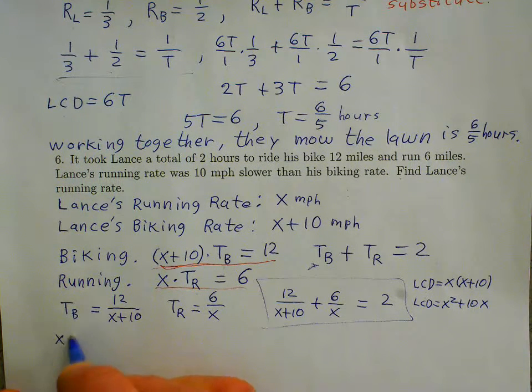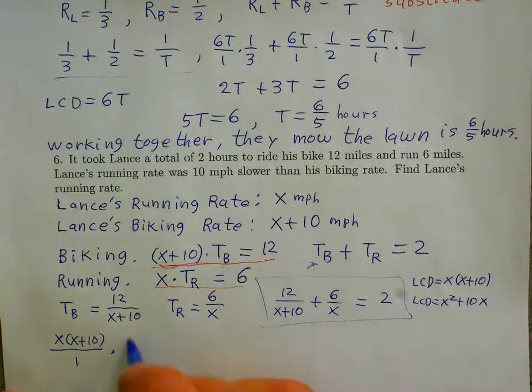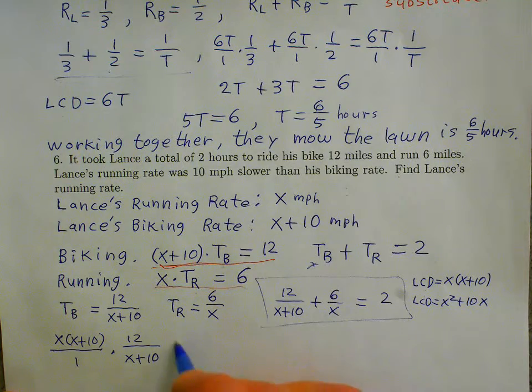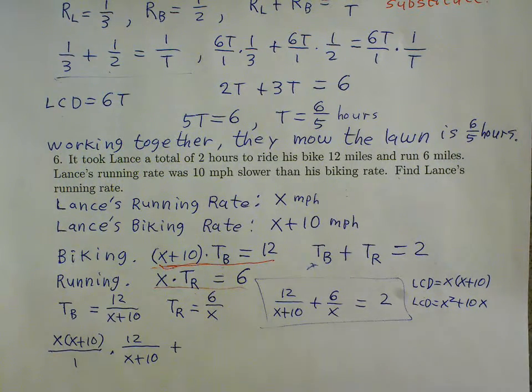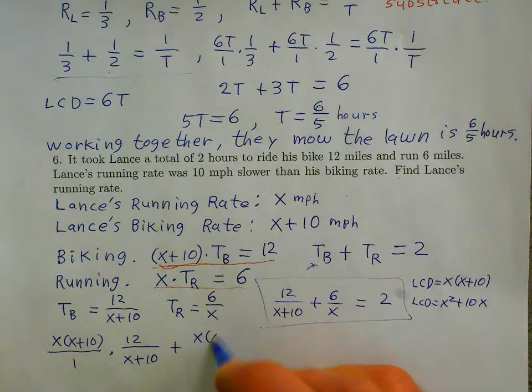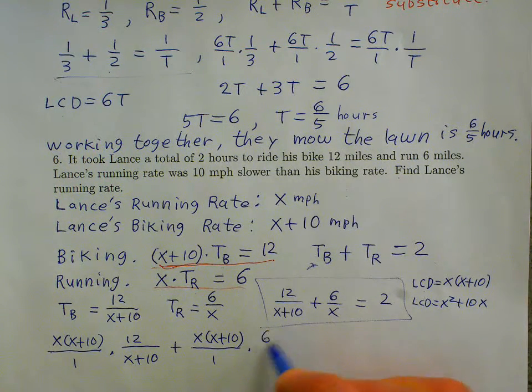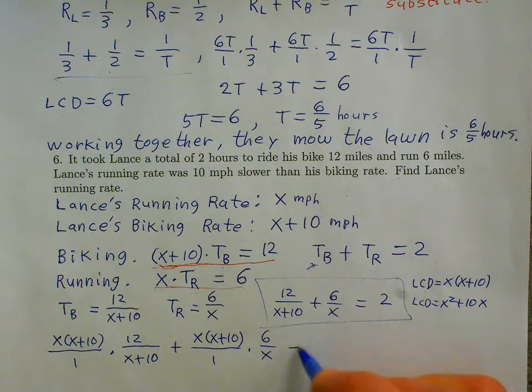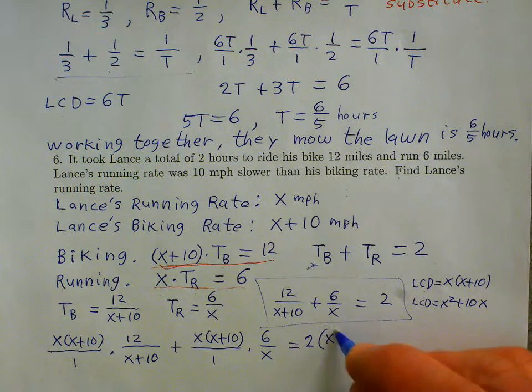Okay, multiply every term on both sides by the least common denominator. So x times x plus 10 over 1 times 12 over x plus 10. Then multiply x times x plus 10 over 1 times 6 over x. And then on the right-hand side, we can multiply 2 times the entire quantity, x squared plus 10x.